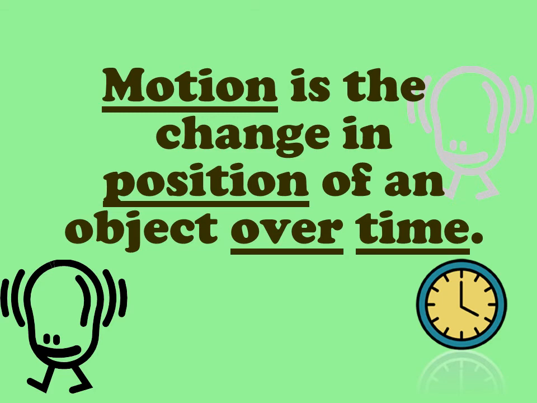Motion is the change in position of an object over time. If we see this little character right here, he's walking this way. The change in position is him over here as the gray color, and it shows over time. Motion is the change in position over time. Pause to take notes.